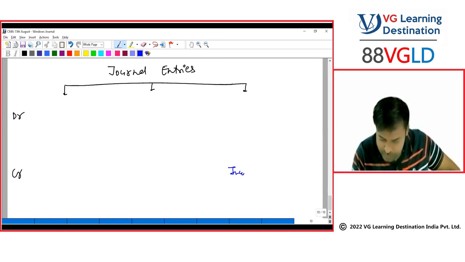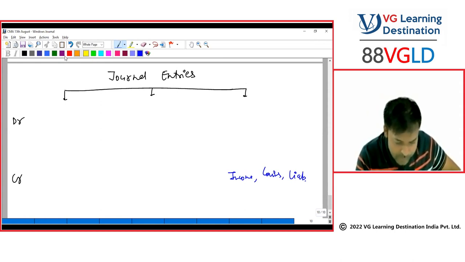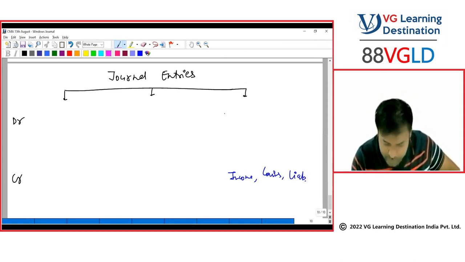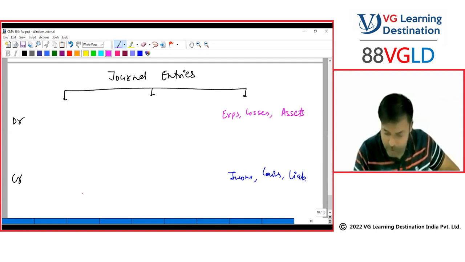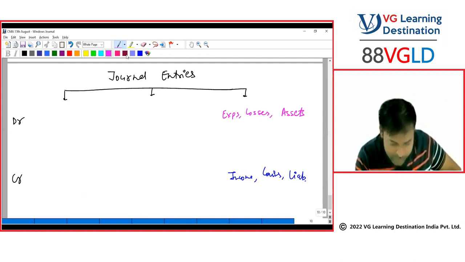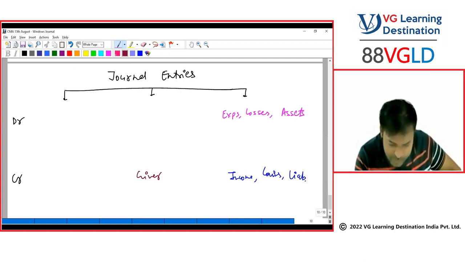Credit the income, credit the gains, credit the liabilities, right? What is going to be debited in that case? Debit all the expenses, all the losses, and the assets. Then we discussed what is going to be credit the giver. Absolutely, very good. Credit the giver, debit the receiver.